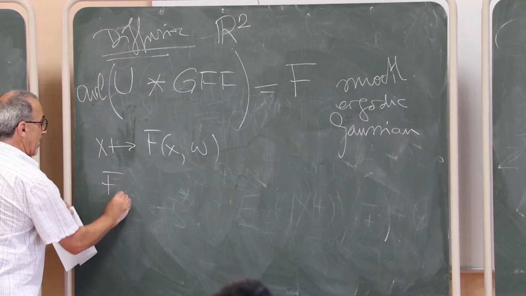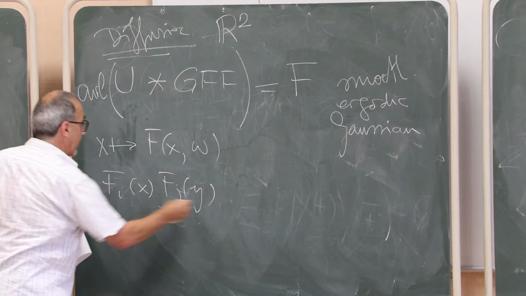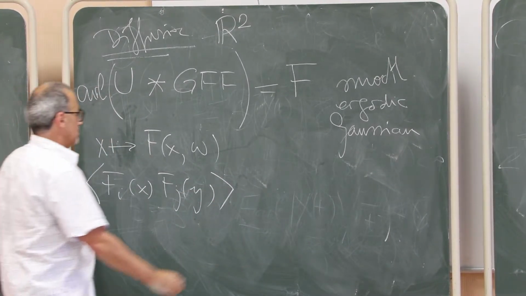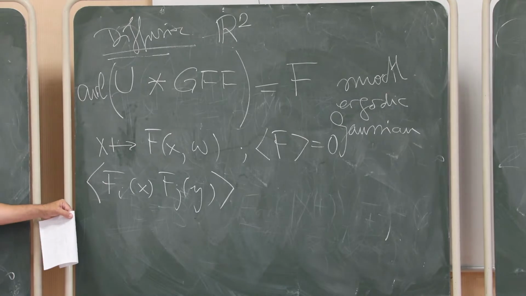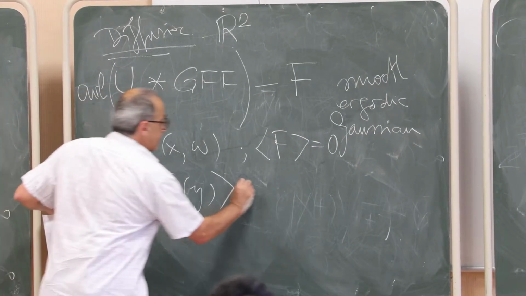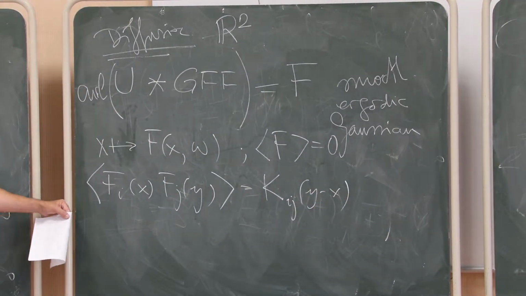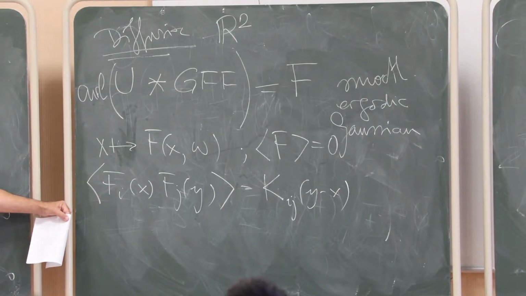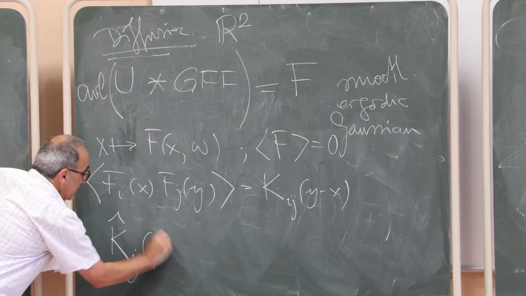I write down its covariances. f_i(x), f_j(y). Let me write this way, expectation of the field. By the way, zero mean. I don't add constants because that's always just a nuisance, right? And the covariance, I call the covariance k sub ij of y minus x, which I could write down. I write down the Fourier transform of this guy because that's the easiest. With k hat ij of p, this is the Fourier transform. Now it's the continuous Fourier transform.